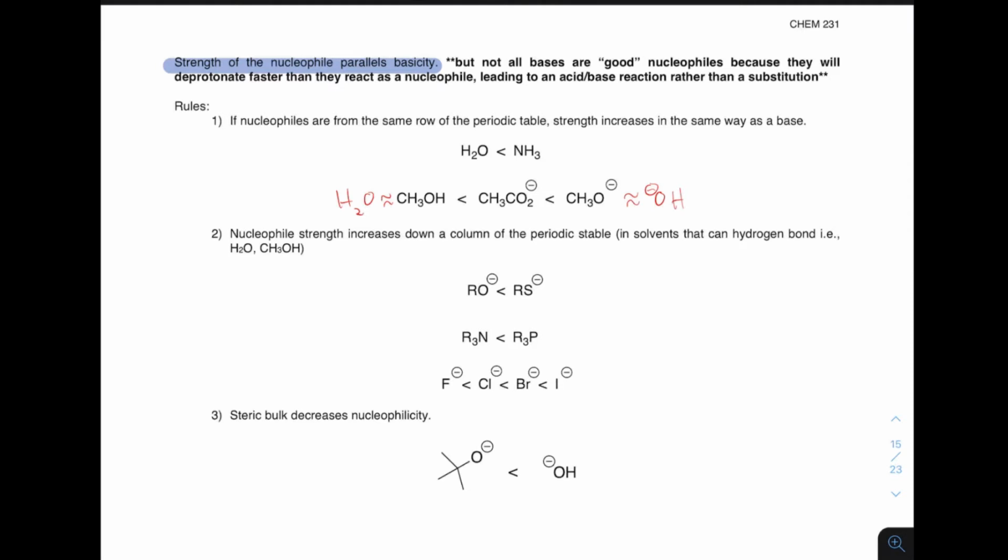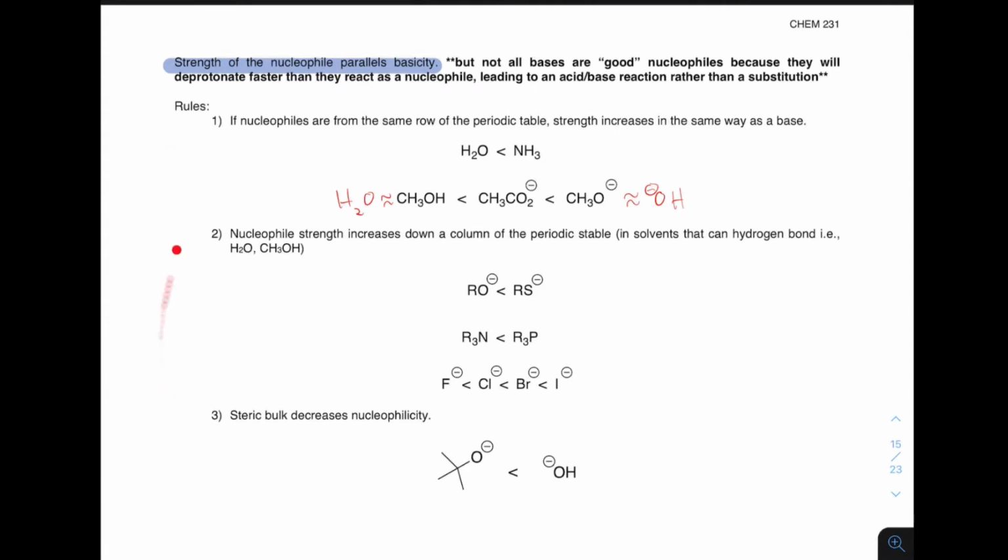And what's important to note here, and we'll talk about this in a little bit, is that not all good bases are good nucleophiles, because they can deprotonate, right, in an acid-base reaction faster than they'll react as a nucleophile, leading to an acid-base reaction rather than substitution. So we'll talk about that in a second, but in general, a stronger nucleophile means a stronger base.